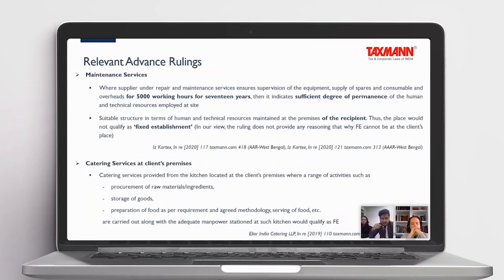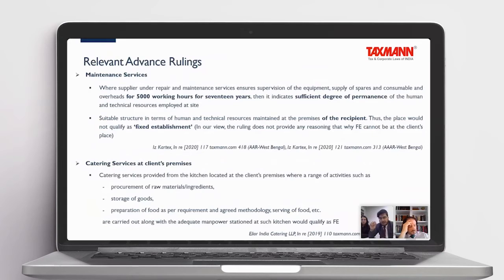Second case, the caterers issue. You may see that generally corporates engage caterers in their factory in order to provide food to their employees. So if a caterer is maintaining the kitchen, procuring the raw material and storing it there, preparing the food there and supplying it to the employees there.